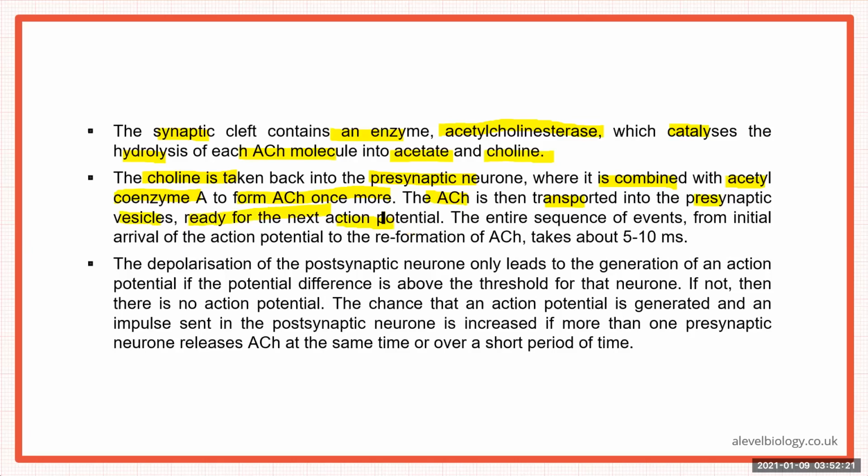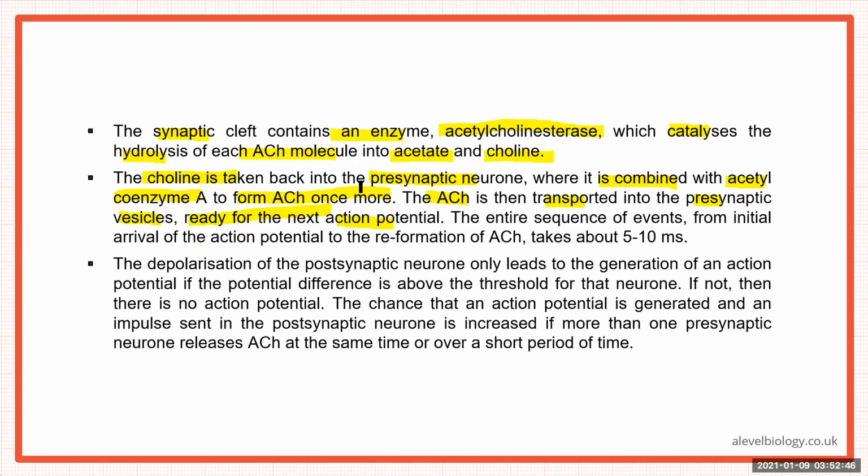So this is how it is recycled. It goes back into the vesicles, right? The enzyme acetylcholinesterase catalyzes the hydrolysis of acetylcholine into acetate and choline. Choline is taken back into the presynaptic neuron, where it combines with acetyl coenzyme A and forms acetylcholine again. This acetylcholine is transported into the presynaptic vesicles and then it becomes ready for the next action potential.